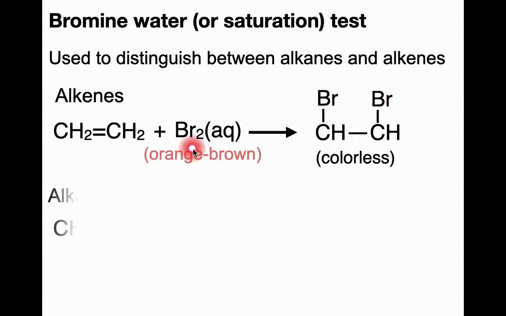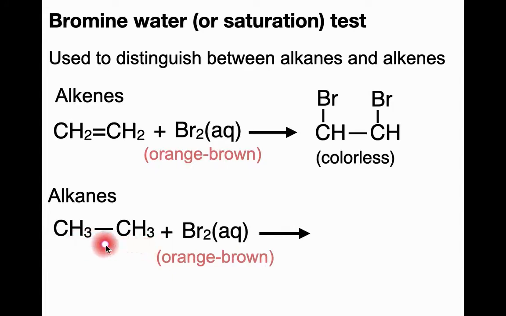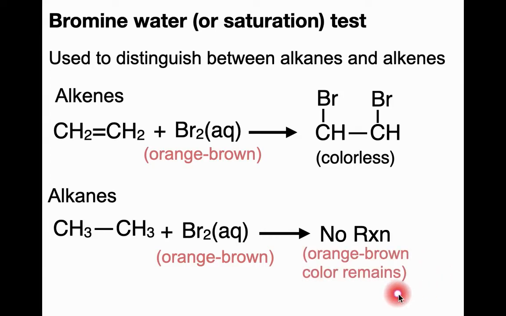Now, if we put the bromine water into an alkane, there'll be no reaction. And we know that there's no reaction because the color remains. So it's just a real simple test to see whether or not we have an alkene or an alkane. If it's an alkene, the color from the bromine water will disappear. If it's an alkane, the color from the bromine water will remain.